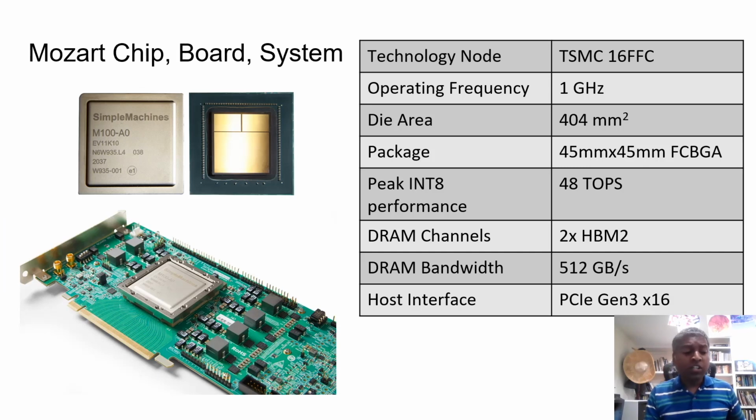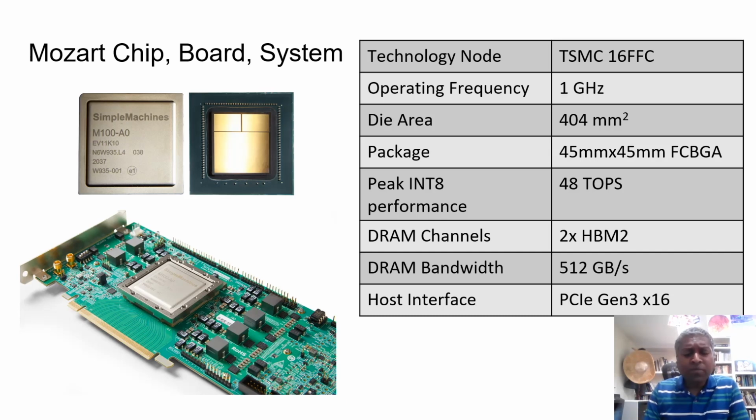So the implementation is a chip we built called Mozart, which is implemented at 16 nanometer FFC with a 1 gigahertz operating frequency, die size about 400 millimeters squared. And as I said, this has 2 HBM channels, providing a total bandwidth of 512 gigabytes per second. So the production card is a 75 watt PCIe card, and for this implementation, Gen 3 X16 was sufficient. We did not need much higher PCIe bandwidth to implement the full system.